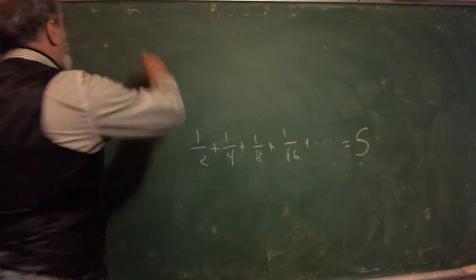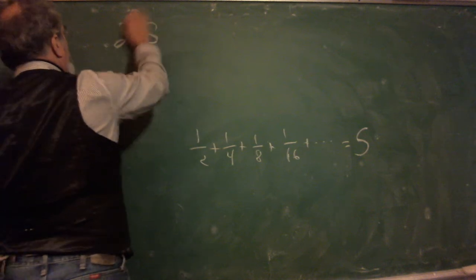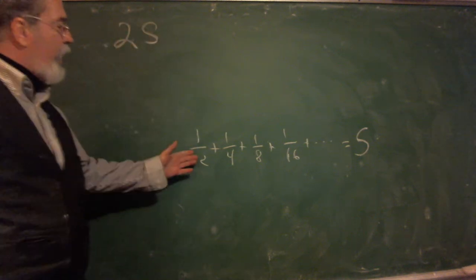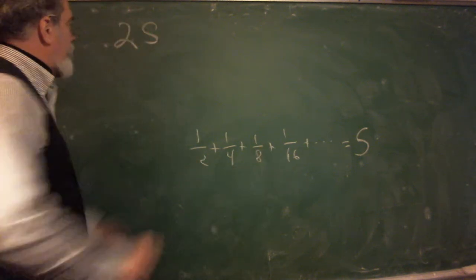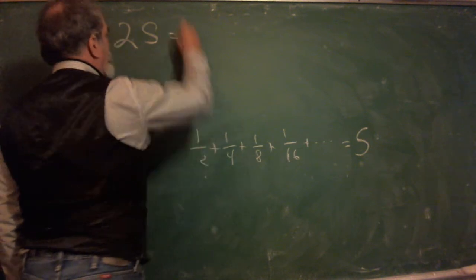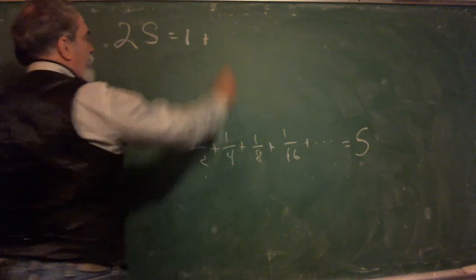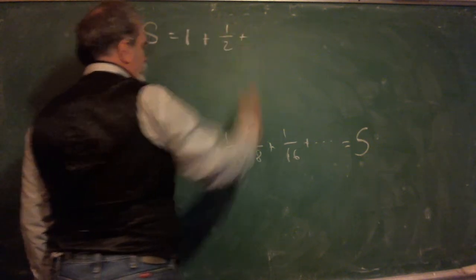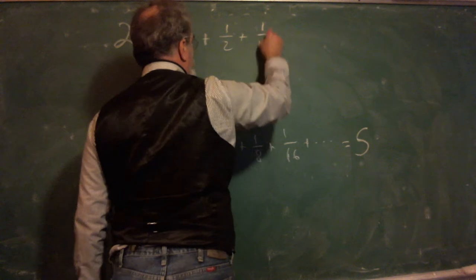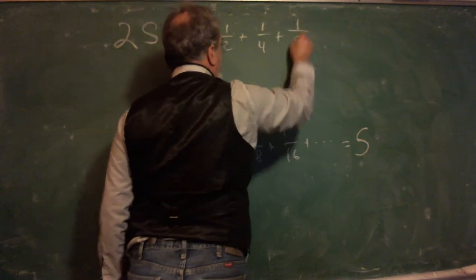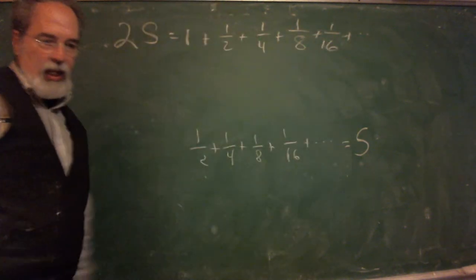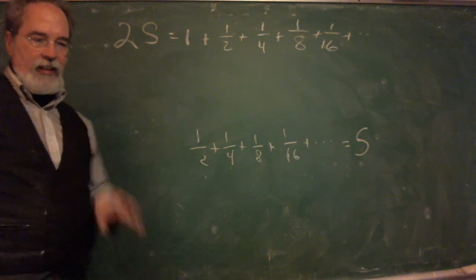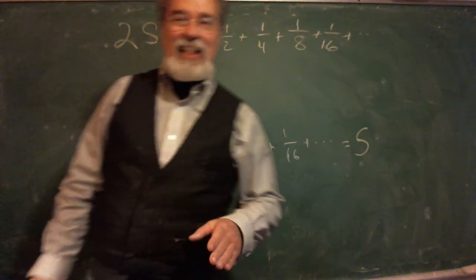And then what would 2S be? Now I didn't pick this 2 out of thin air. I happen to be dividing by 2 each time. So if I do 2S, that would be 2 times a half, that's 1. 2 times a fourth, that's a half. 2 times an eighth, that's a fourth. Do you see I'm recreating the series that I had with an extra 1 in front? Does anybody see the move?